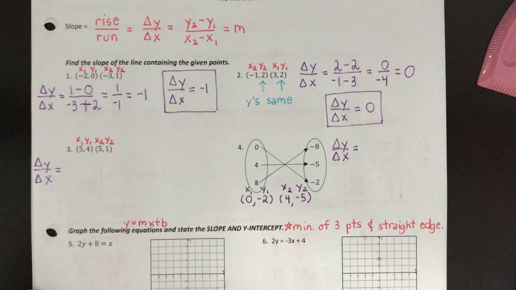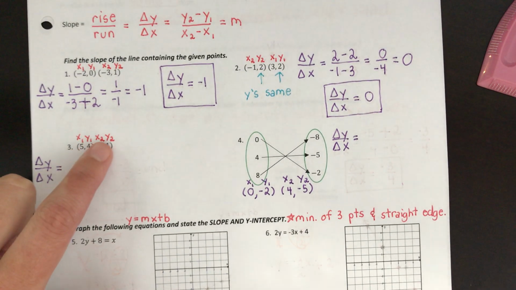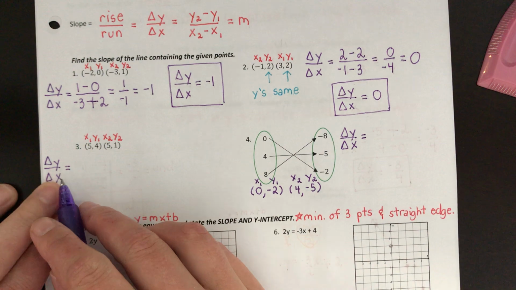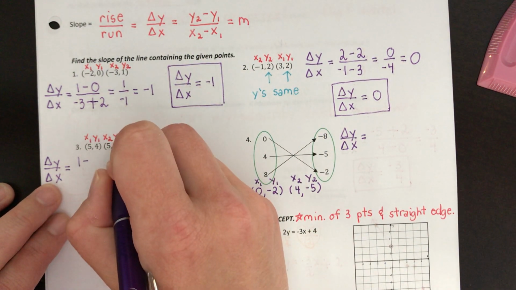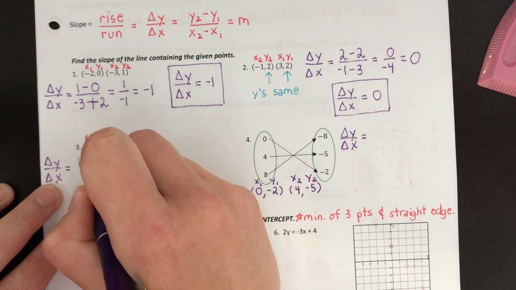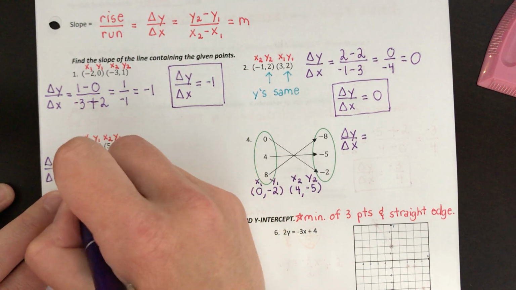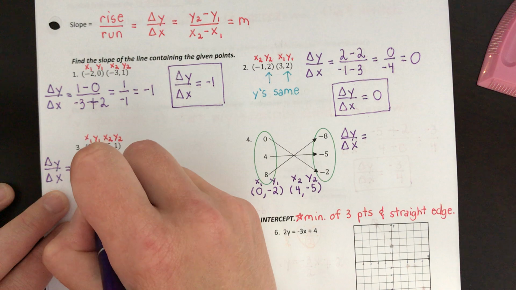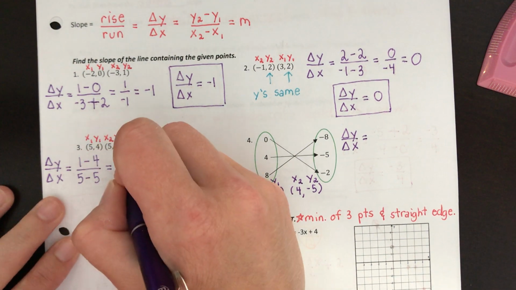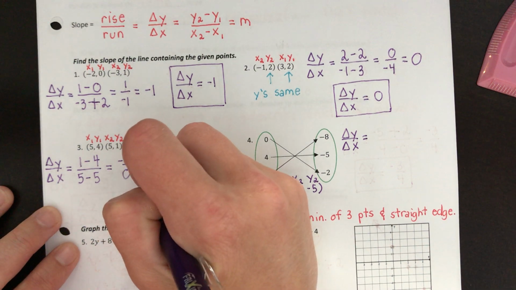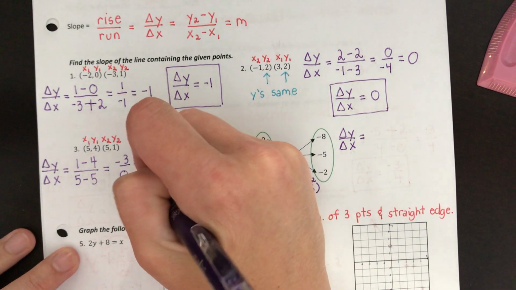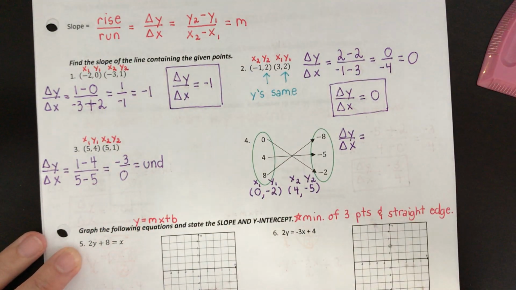Okay, on number 3, we've already got our x1 and y1 and x2 and y2 labeled. Let's find our change in y over change in x. So y2 is 1 minus y1 is 4. And then x2 minus x1. So we have 1 minus 4, which is negative 3, over 0. If we have 0 in the denominator, however, that's an undefined situation.